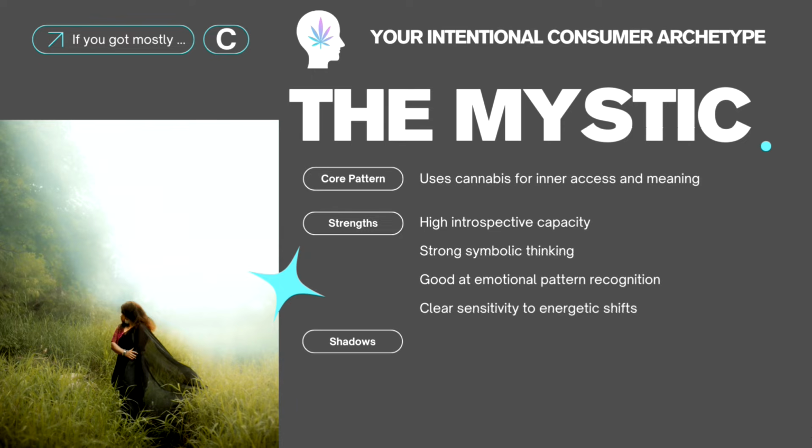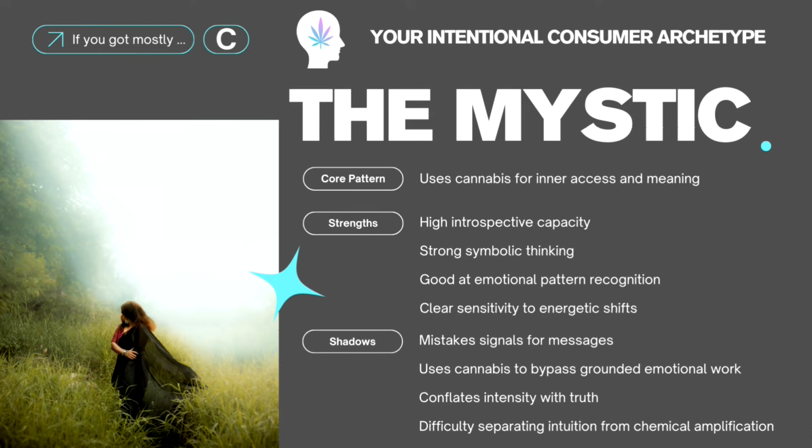Now, your strength lies in your depth. You can track emotional patterns that most people completely miss. You sense those internal shifts before they become problems. And you see connections where other people just see coincidences. Your mind and your intuition speak to each other fluidly. But it comes with a shadow side too, and that shadow can be bypassing, right? You can mistake intensity for truth, and you can confuse emotional activation for spiritual insight.